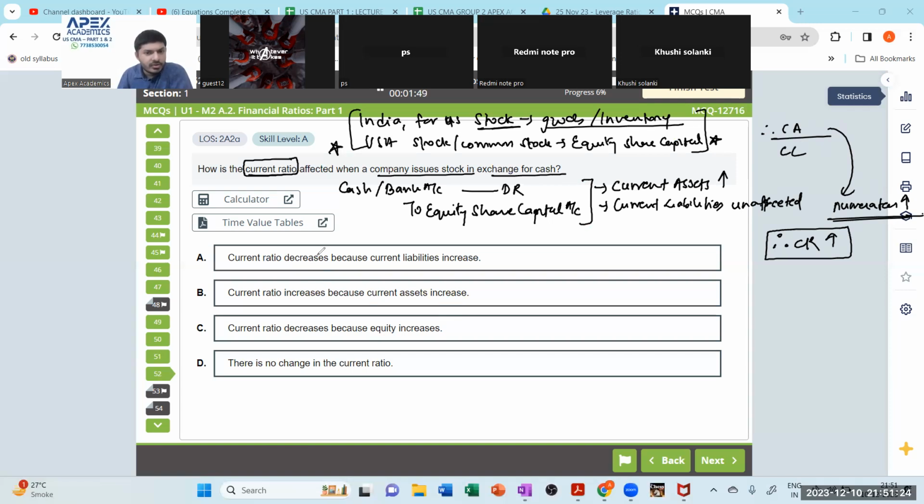Current ratio decreases because current liability increase is wrong. Current ratio increases because current assets increase is the correct answer. Current ratio decreases is the wrong answer because equity increases. What is this rubbish?